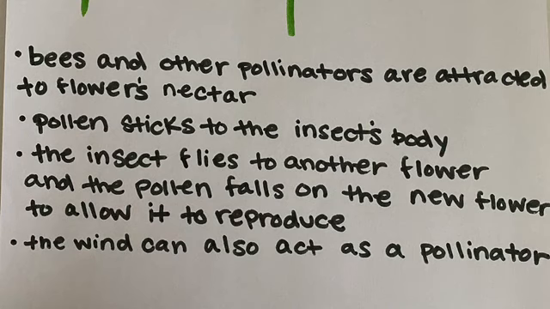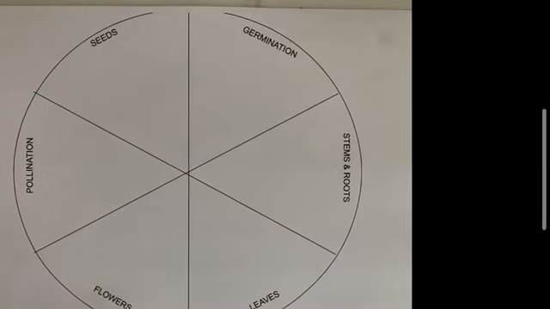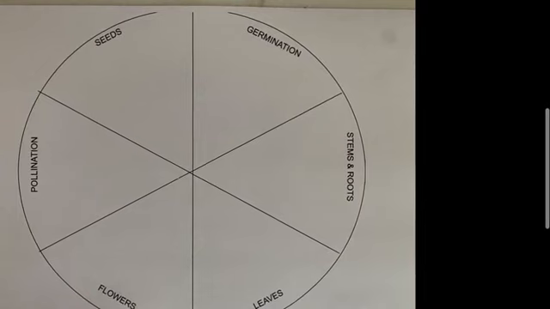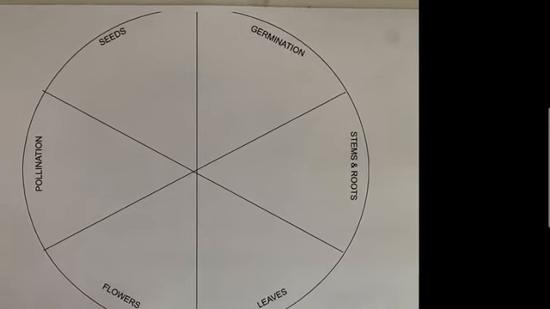Actually, the wind can also act as a pollinator, carrying pollen from one plant to another. And it doesn't have to be just bees. It can be butterflies, birds, any kind of animal that helps to spread the seeds and pollen of a plant to help them reproduce.